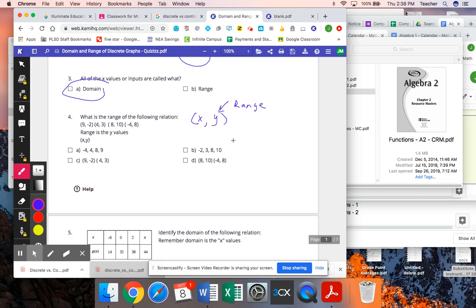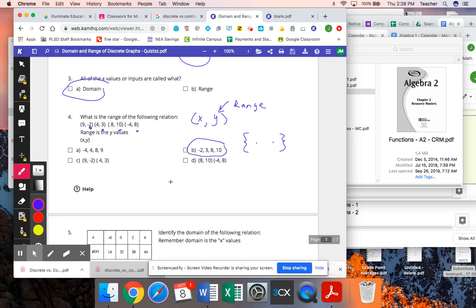You're going to see the answer written a couple of ways. You might see the set of and then some numbers in it, or you just might see a list. So what I'm concerned about are the outputs. So -2, 3, 10, and 8. Now, usually you'll see it listed in numerical order. It doesn't necessarily have to be, but it's usually that way.